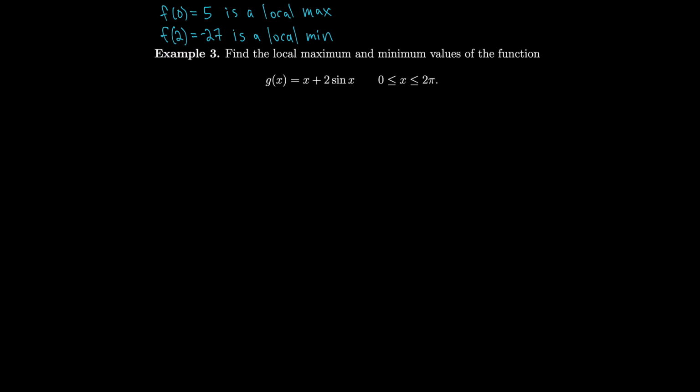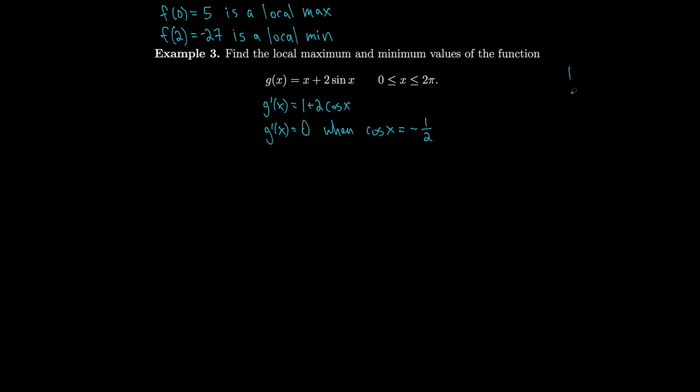Let's find the local maximum and minimum values of the function g of x equals x plus 2 sine of x. So we'll take the derivative, and we'll use our first derivative test. We get 1 plus 2 cosine x. So we're looking for when this derivative will be 0. Well, that's when cosine of x is equal to minus a half. We just solve for it.